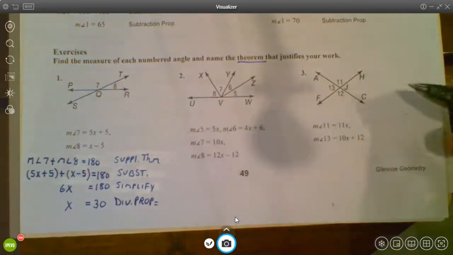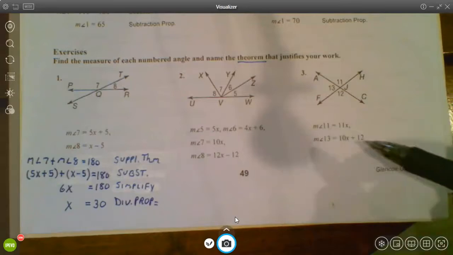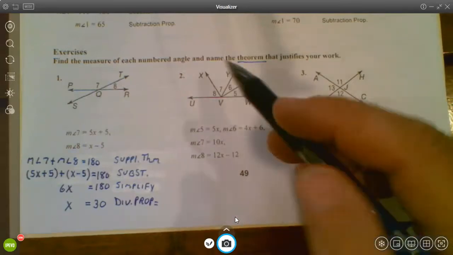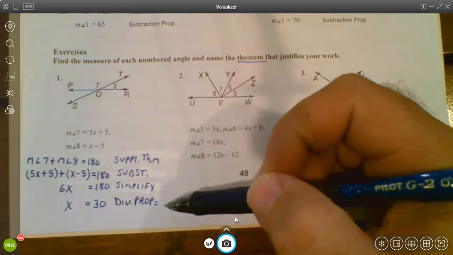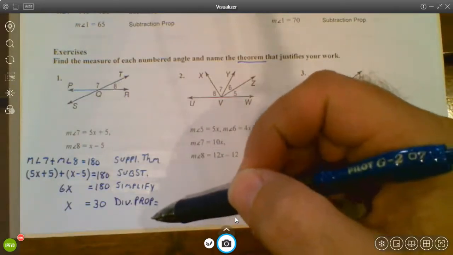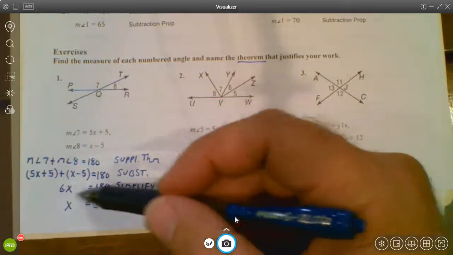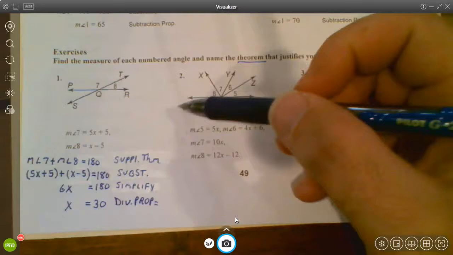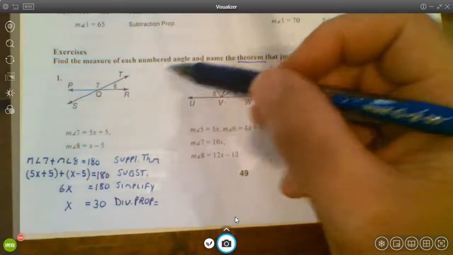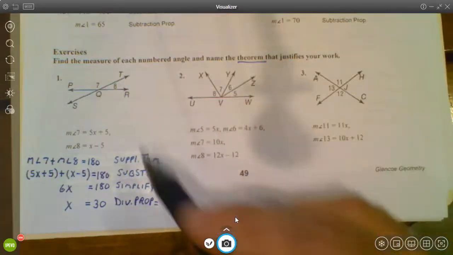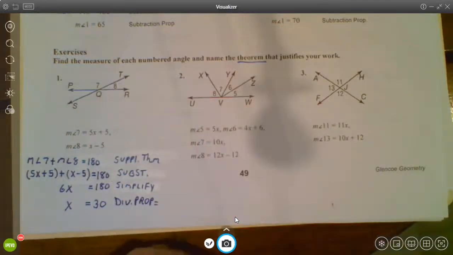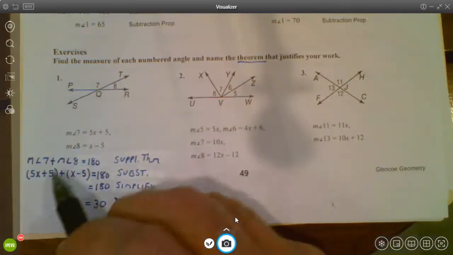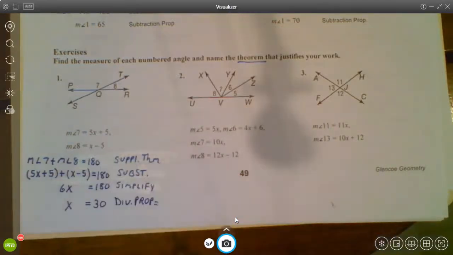Guys, one thing that we got to make sure that we do, and this is such a big issue in this class all year long, you have to see what it is that they're really asking you for, right? Because sometimes they just say, solve for x. And if they said that, we would be done at this point. But that's not what these said. These said find the measure of each numbered angle, which means they want to know what's the measure of angle 7 and what's the measure of angle 8. So we'd actually have to take this, plug it back in order to answer that question.